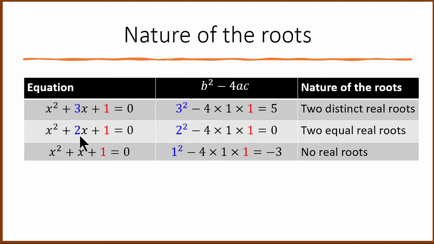The second equation is x squared plus 2x plus 1 equals 0, where b is 2, so in other words 2 squared minus 4, which is 0, hence we have two equal real roots. Third one, instead of 2x we have x, and b squared will be 1, 1 minus 4 is minus 3. We say that in this equation the answer is there are no real roots, because the discriminant is negative.